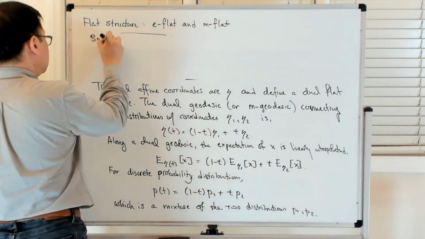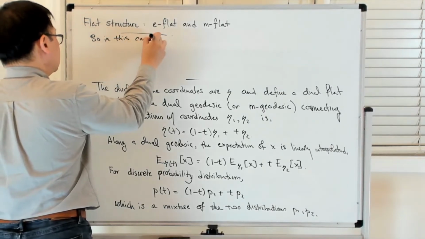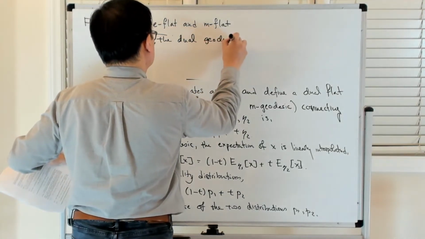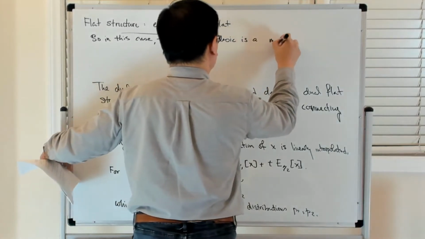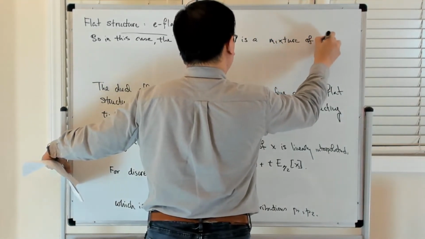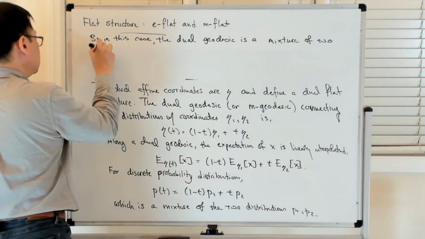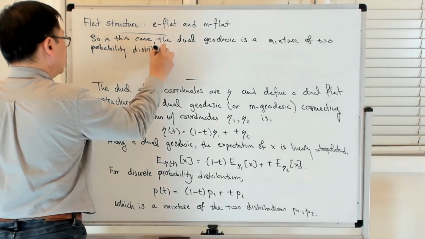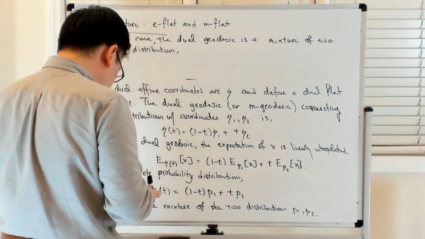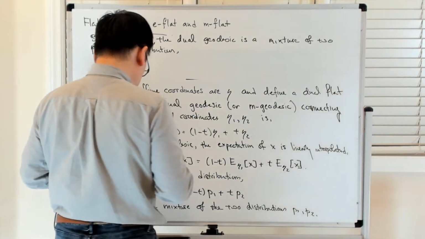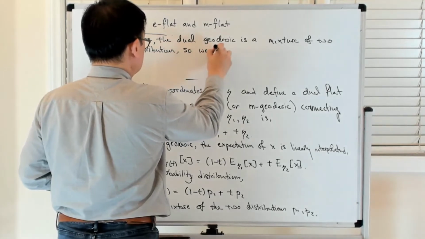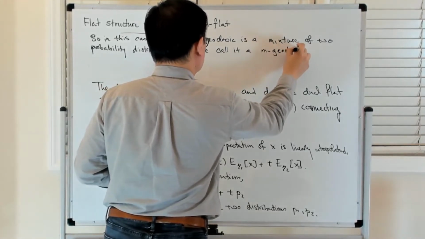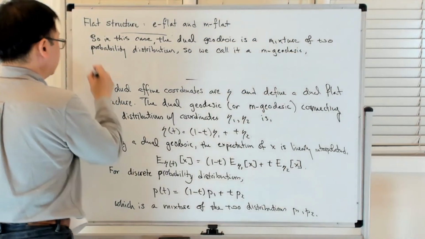So in this case, the dual geodesic is a mixture of two probability distributions. So we call it M geodesic, where M obviously stands for mixture, right?